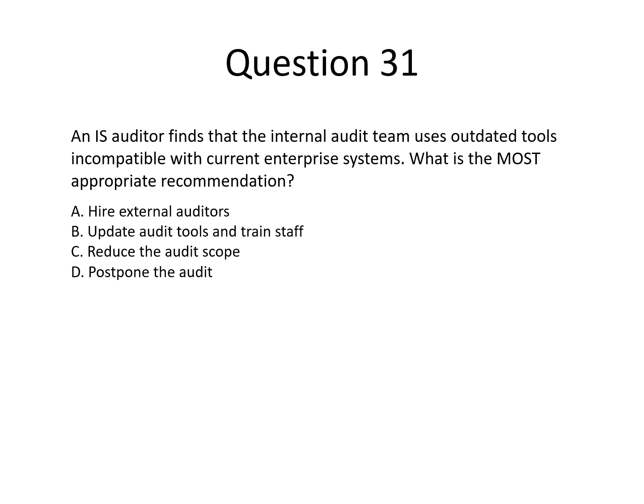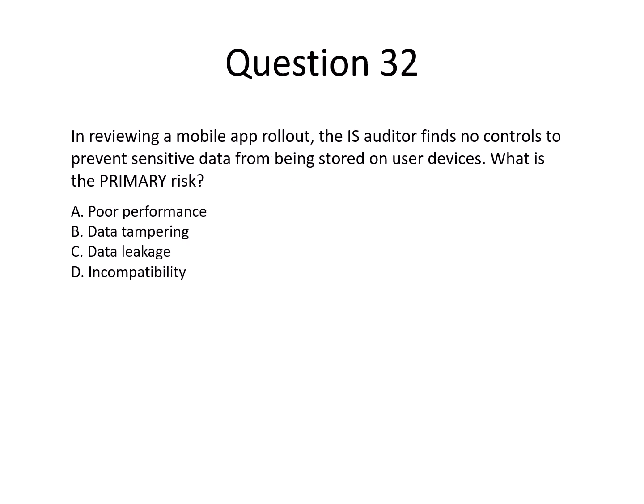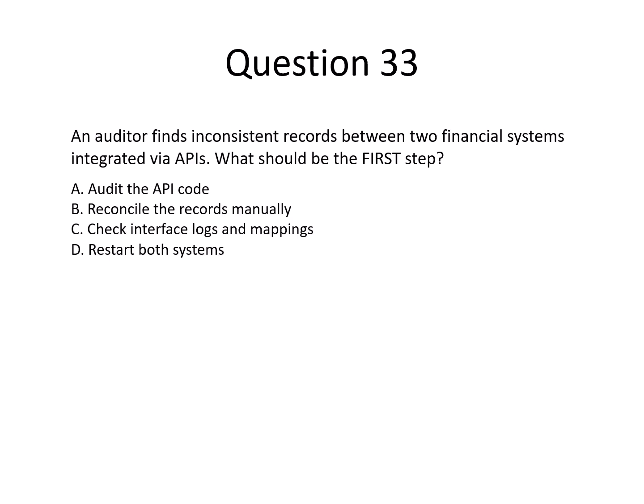Question 32. In reviewing a mobile app rollout, the auditor finds no controls to prevent sensitive data from being stored on user devices. What is the primary risk? A. Poor performance. B. Data tampering. C. Data leakage. D. Incompatibility. The correct answer is C. Data leakage.